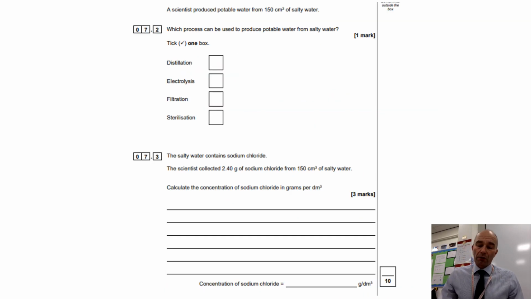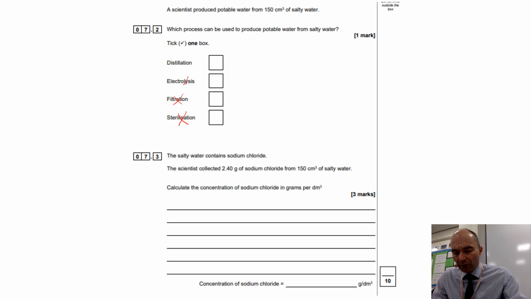Right, and then scientists produced potable water from 150 cubic centimetres of salty water. Which process can be used to produce potable water from salty water? Right, so you've got a salt solution. How do we get water? If we look down, sterilisation, well, that's not really going to help because the salt is still going to be in the water. Salt is soluble, so filtration's not going to work.